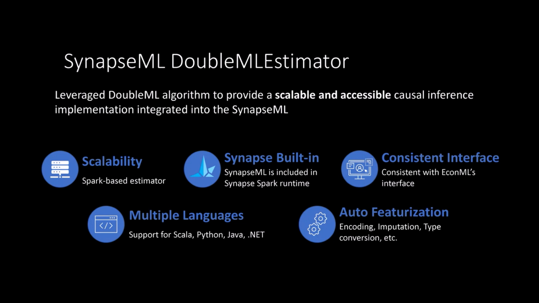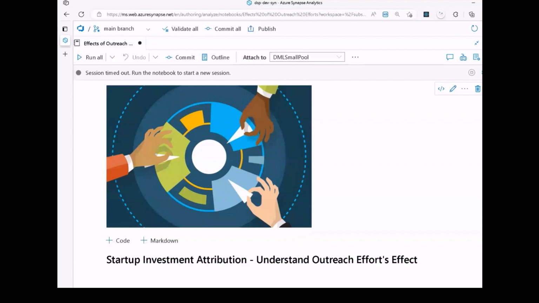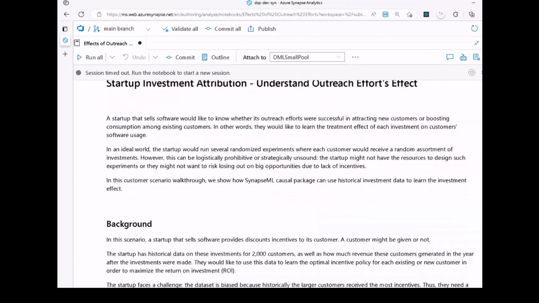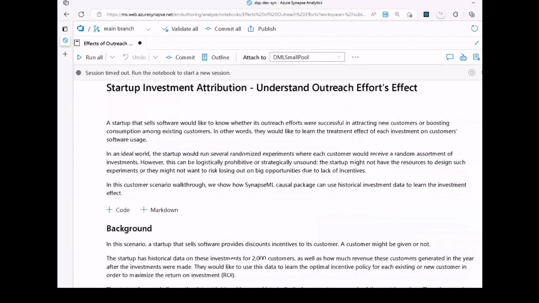Next, I will show a demo of how to use the DoubleMLEstimator in a real-world example with fake data. The demonstration will use a hypothetical example from a startup that sells software and wants to understand the effect of providing a discount incentive to its customers. Randomized experiments may not be feasible in this case, as the startup may not have the resources to conduct them or may not want to risk losing potential customers by offering no incentives.